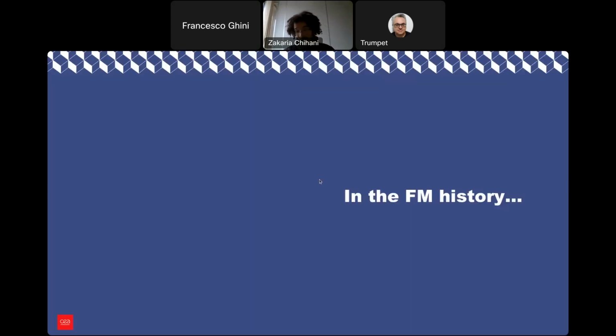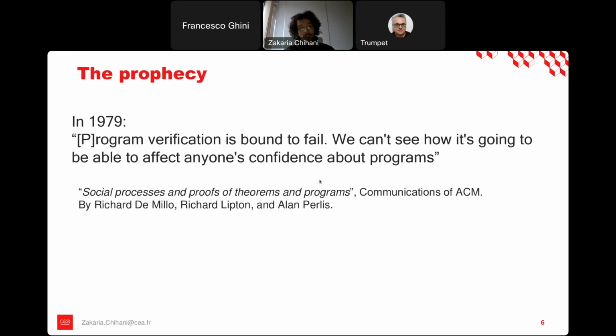But before doing that, I'm just going to have a brief trip down memory lane in the history of formal methods, because there is one particular period in the history of formal methods that I think is relevant for today's state of research in AI. There is a paper called Social Processes and Proofs of Theorems and Programs from the end of the 70s, where you could find this very provocative quote that says, "Program verification is bound to fail. We can't see how it's going to be able to affect anyone's confidence about programs."